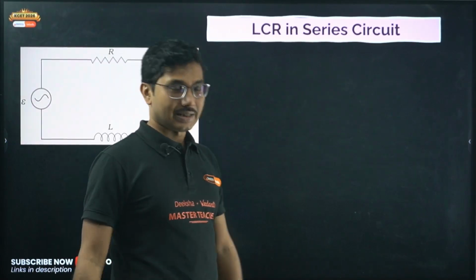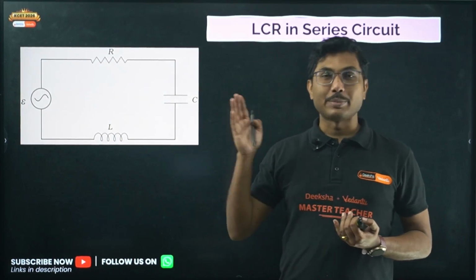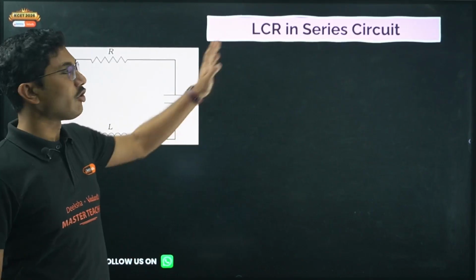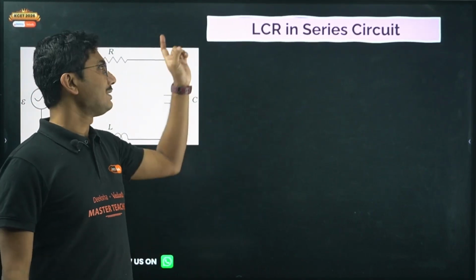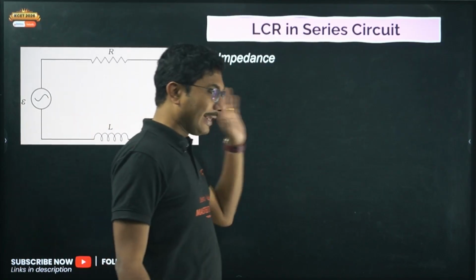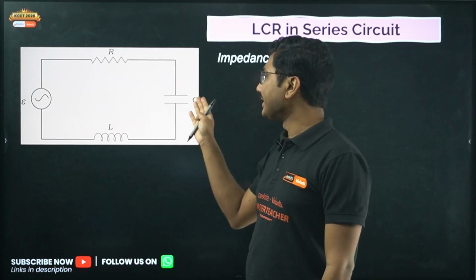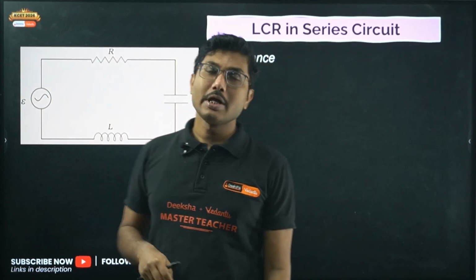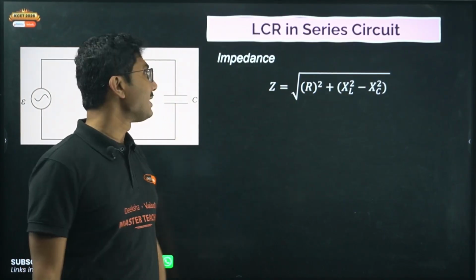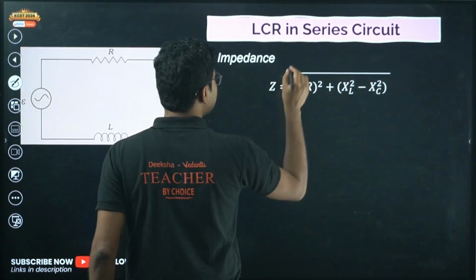Now the LCR circuit. We have discussed the simple R circuit, simple L circuit, simple C circuit. Now here we have combined everything together and we are calling it LCR circuit. LCR means inductor, capacitor and resistance all are connected in series. So in this case, there is the AC resistance of the capacitor, the AC resistance of the inductor. When you combine everything, you get the AC resistance of the circuit, and that is called impedance. Impedance is AC resistance.